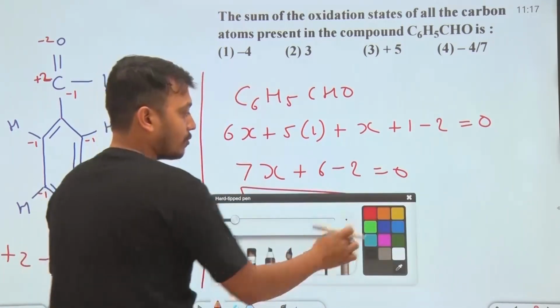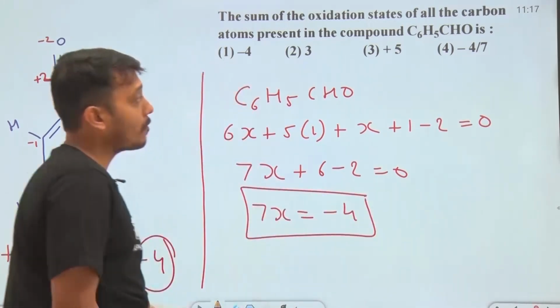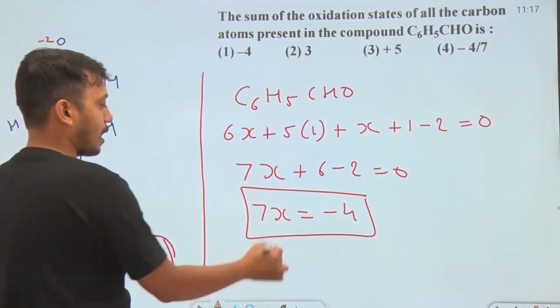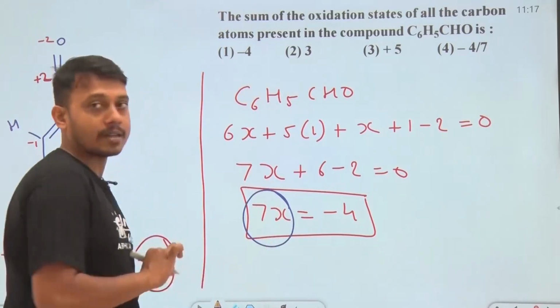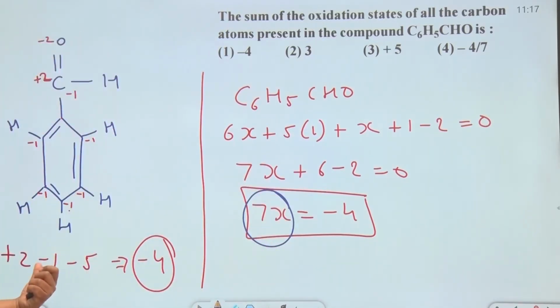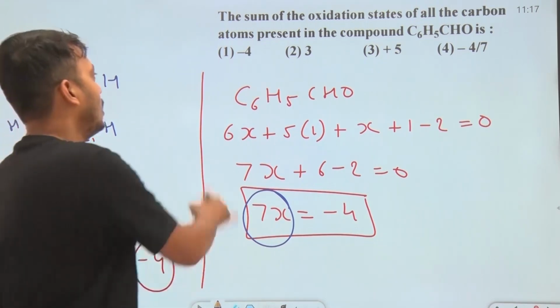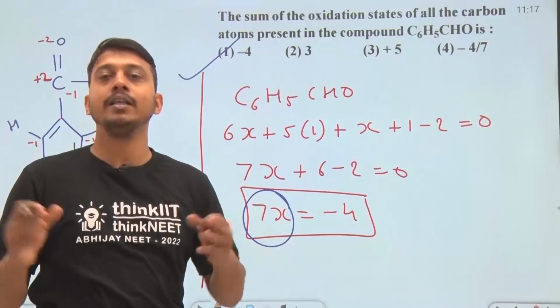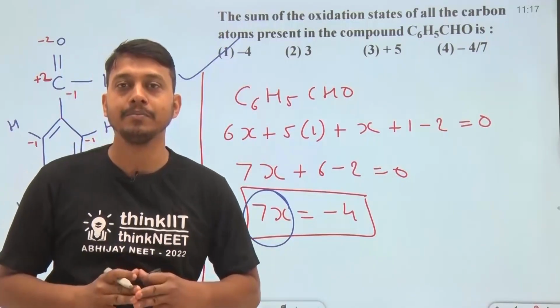Now, because we have to find the sum of oxidation states of all the carbon atoms, it is 7X, not the X. So 7X is equal to -4, or you can also use this structure format. In both cases, the correct option is -4, which is given in option number 1.